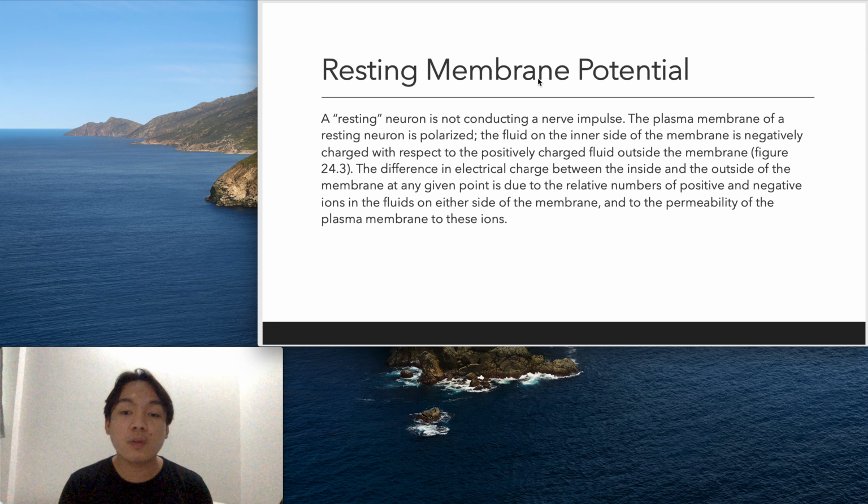So we have what we call the resting membrane potential. The resting neuron is not conducting a nerve impulse, so it rests. When the neuron is resting, it has a polarized plasma membrane, and the fluid on the inner side of your membrane is negatively charged with respect to the outside fluid, which is positively charged. You will see that in figure 24.3.